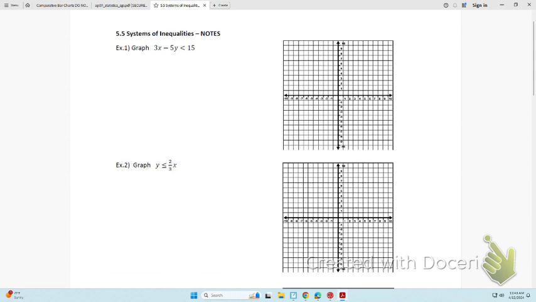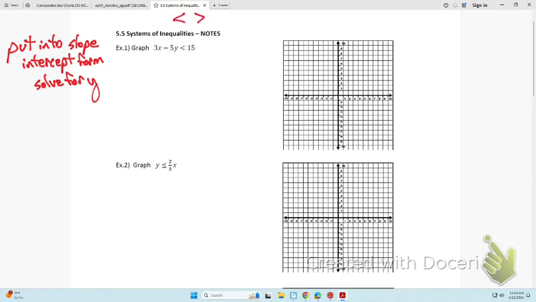Put into slope-intercept form, or just solve for y. A couple other little things. When you see just a less than or a greater than, we're going to make a dashed line. When you see a less than or equals, greater than or equals, you're going to make a solid line. And you also need to shade in the direction it's pointing at.